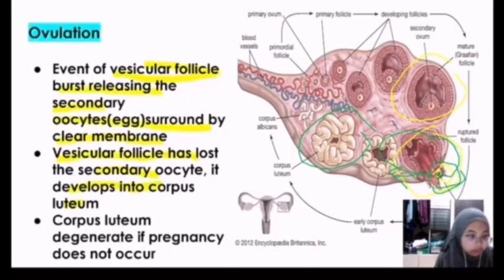You can refer to figure 41.9b. An egg with 23 chromosomes and a second polar body result. So when the sperm nucleus unites with the nucleus of the egg, a zygote with 46 chromosomes is produced. If zygote formation and pregnancy do not occur, the corpus luteum will degenerate.